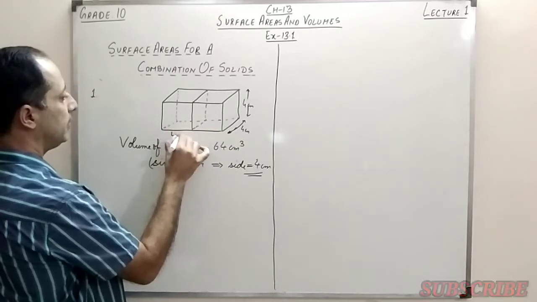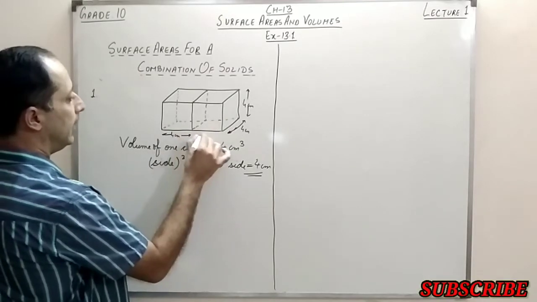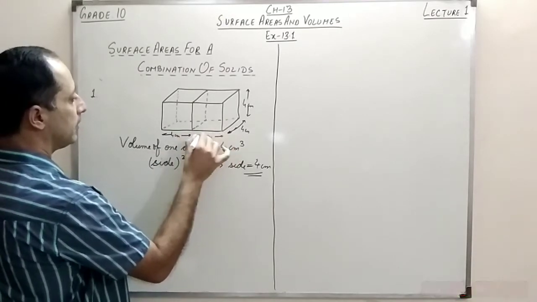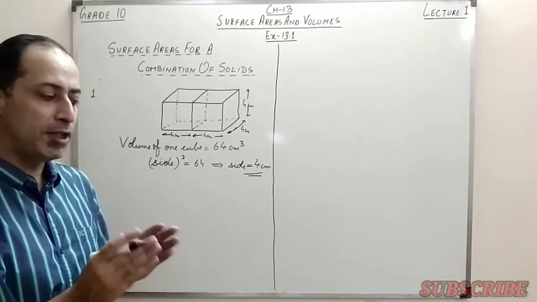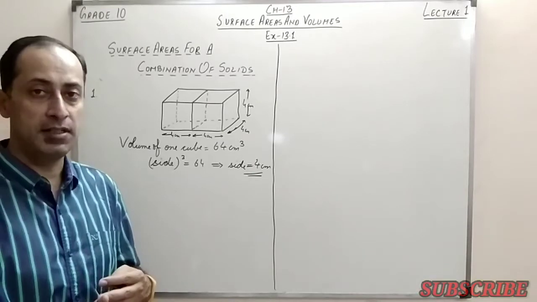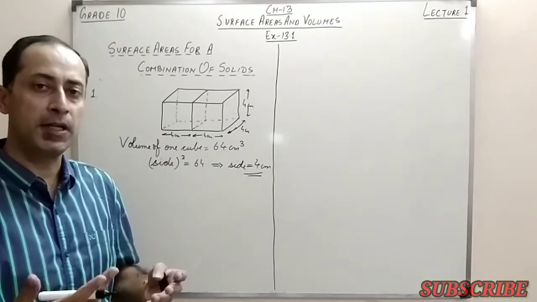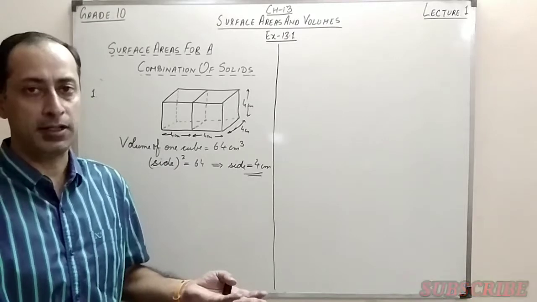This is 4 centimeter. And this one is also 4 centimeter. Right? So when a cuboid is formed by joining two cubes, one of the dimensions changes. Either it could be length, it could be breadth, or it could be height. It doesn't matter actually. Right?